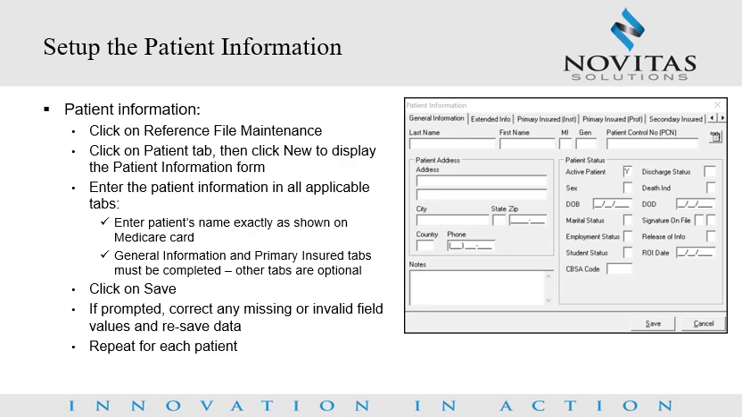The provider enters the patient information in all applicable tabs, completing the name exactly as it is shown on the patient's Medicare card. The General Information and Primary Insured tabs are required to be completed, and the other tabs are optional. After all information is completed for the patient, the provider clicks on Save. If prompted, the provider would correct any missing or invalid field values and resave the data. These steps would be repeated for each patient.